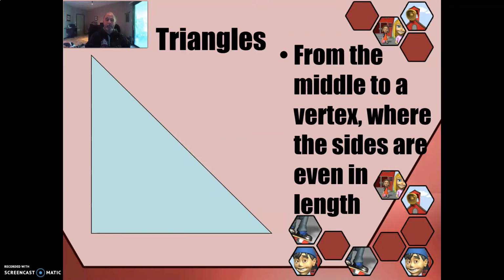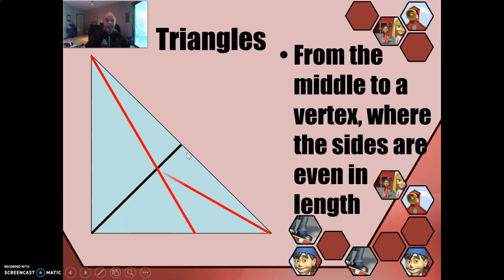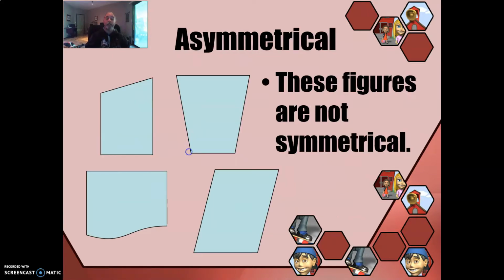Same thing can be said for a right triangle. Again, if I start here at the vertex of the right corner, the middle, and I go to the edge, that will be symmetrical. However, from both sides or from the other two corners will not be lines of symmetry. These are asymmetrical shapes. These figures are not symmetrical, and it doesn't matter how I cut them up. They are never going to give me a symmetrical shape.